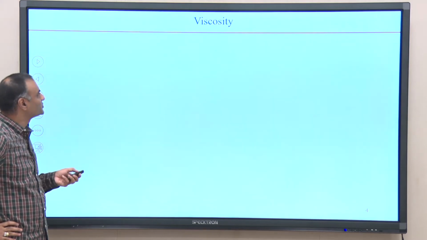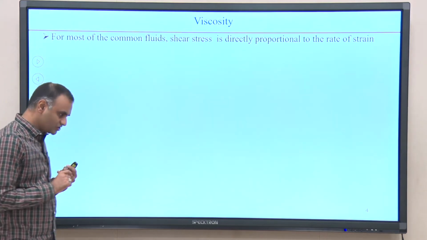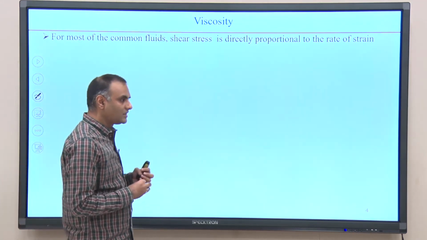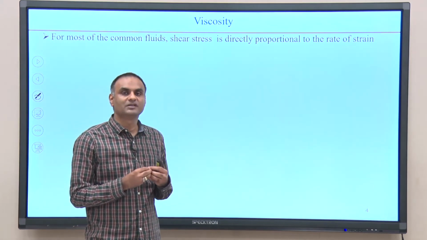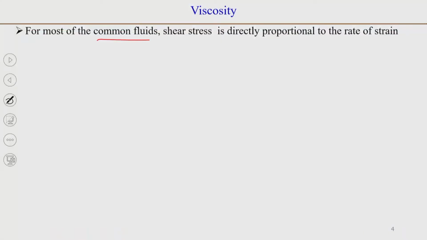Okay. So, let us define viscosity. Viscosity is defined for the fluids where there is a linear relationship between stress and rate of strain, and that is common for most of the fluids. If we talk about the 2 most common fluids that we are concerned with, which are water and air, both of them show this property that the shear stress is directly proportional to rate of strain. So, then we can put a proportionality constant here, and that proportionality constant is what is called viscosity.